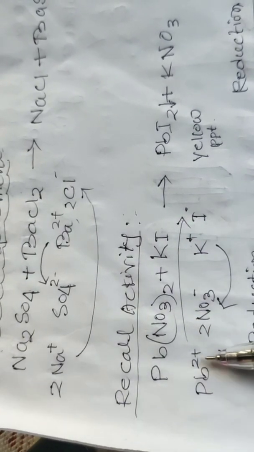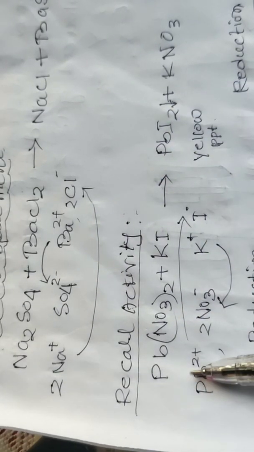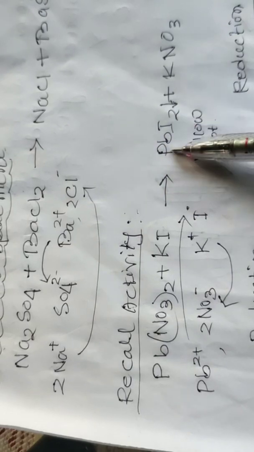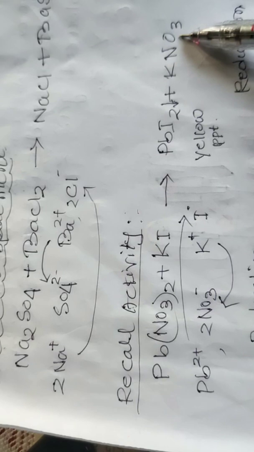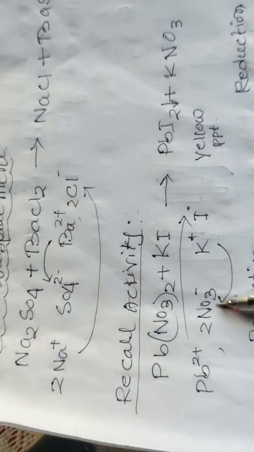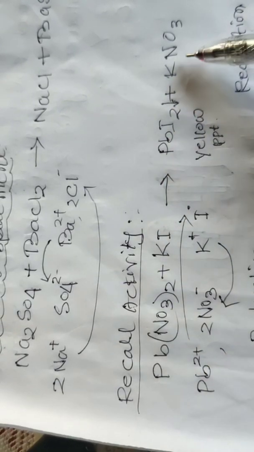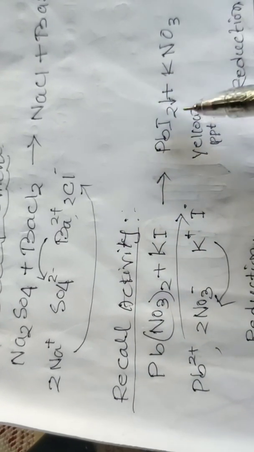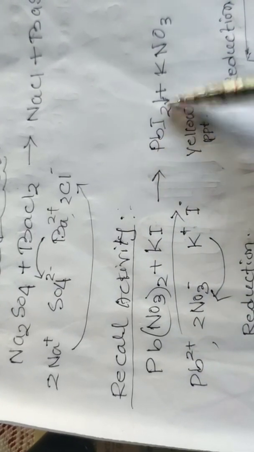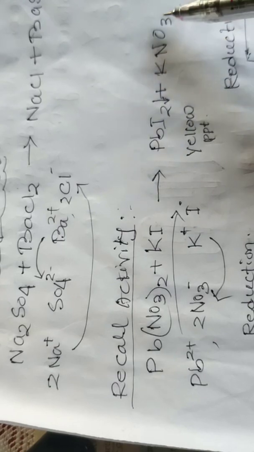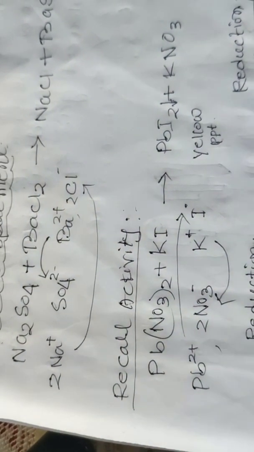After exchanging the ions, it will form the products lead iodide, since lead meets iodine, with lead valency 2 and iodine valency 1, and potassium nitrate. Potassium has valency 1, and nitrate also has valency 1. You should balance this equation; I am not balancing it. So you see lead iodide will precipitate. Potassium nitrate will remain soluble in the solution.